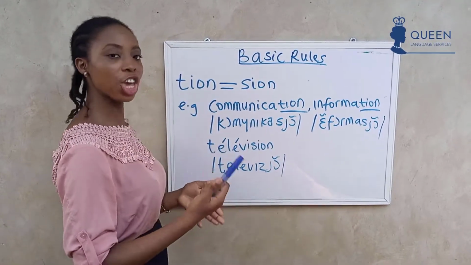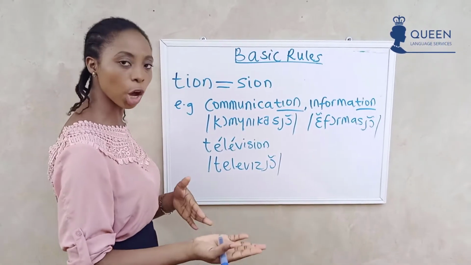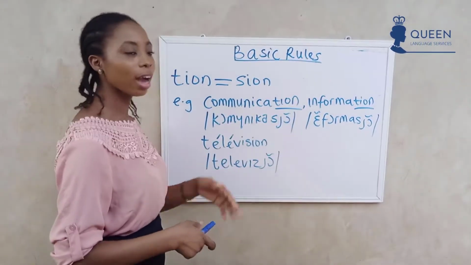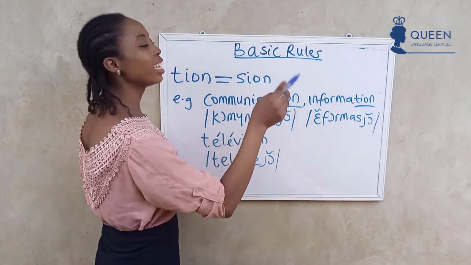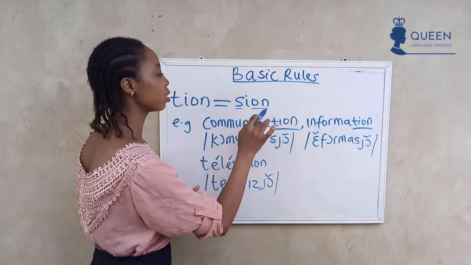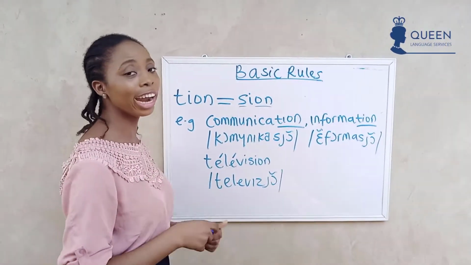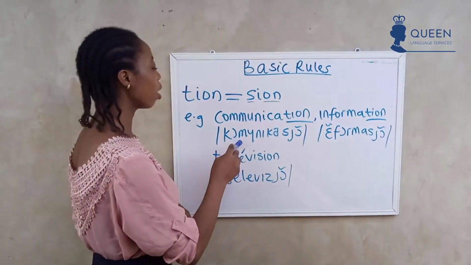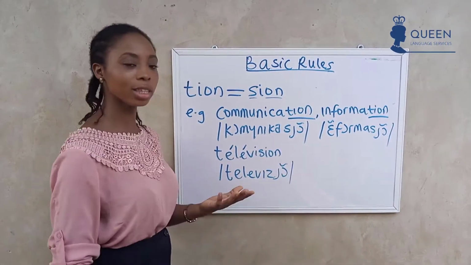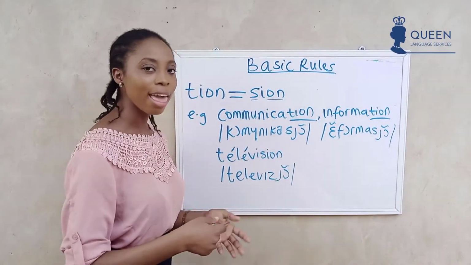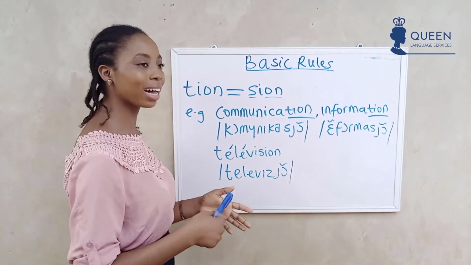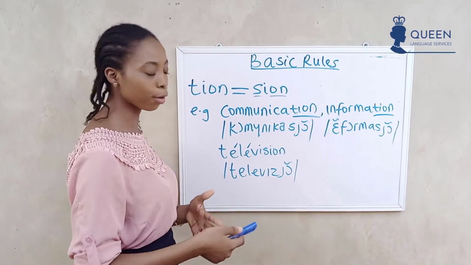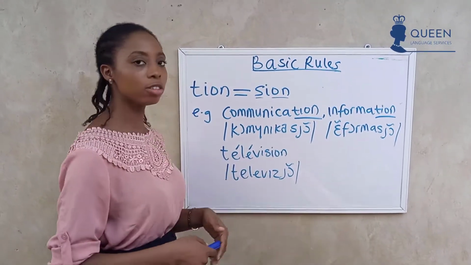So we have TION as well, which gives us the sound sion in the French language, in words like communication. Can we see the T-I-O-N? It gives us the sound sion. So it is a rule in the French language. When we have TION, it gives us the sound S. We have communication. Can we see it? We have information. It is information, communication. So we have television.